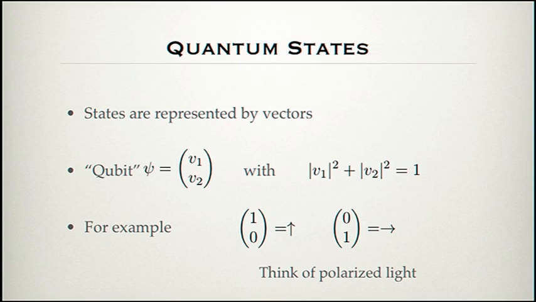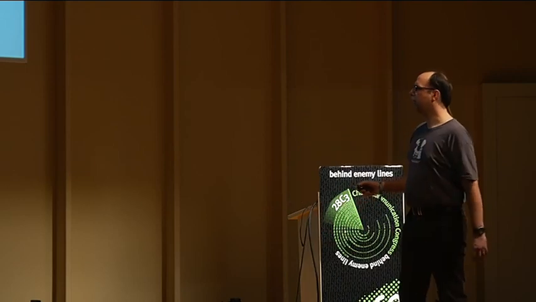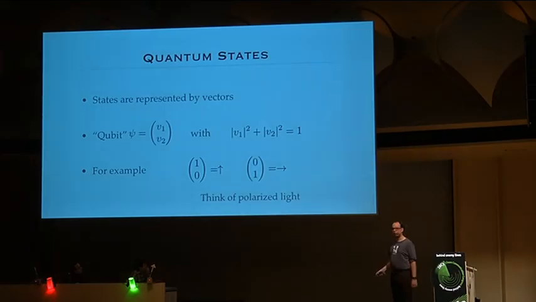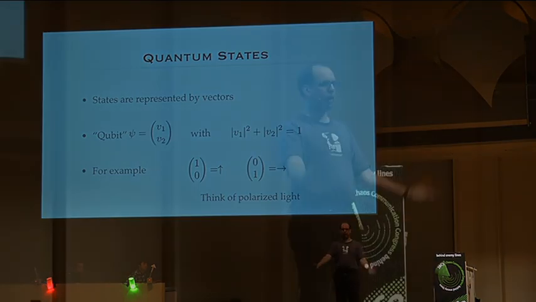And usually I want to call this state up, so I draw an up arrow. And now I could also have a 0 and a 1 instead of a 1 and a 0, and I want to call this right. These are the two simplest states that my system can be in. I haven't talked about how I realize this, what kind of thing this is, if this is an electron spin or something else.